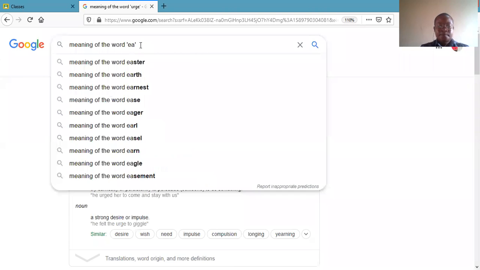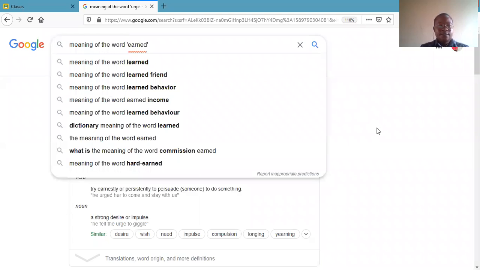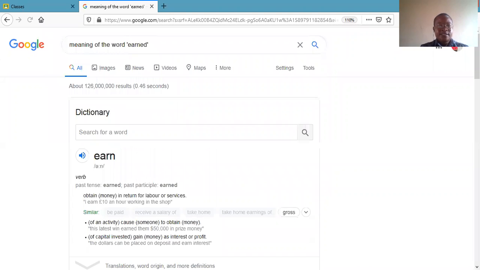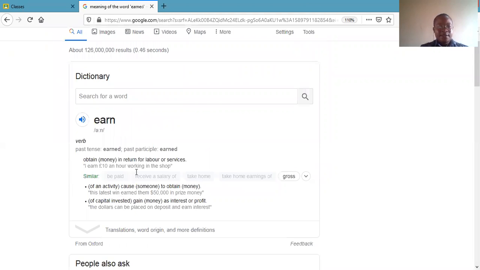Okay, now I'm going to share my screen too so that we can find out the meaning of the word earned on my Google Finder. So let's see, earned. Okay, so the word earned means to obtain money in return for labor or services. So I earn £10 an hour working in the shop. Yes. Okay, let's go back to our word list again.